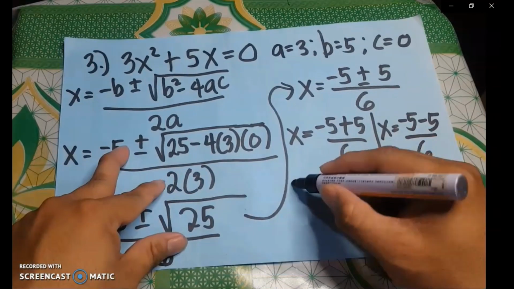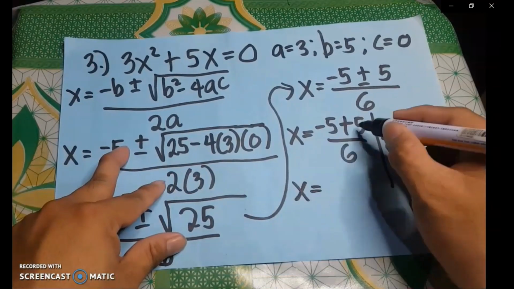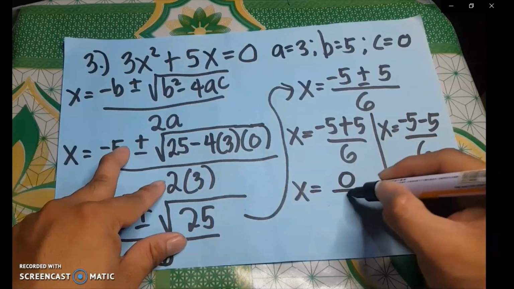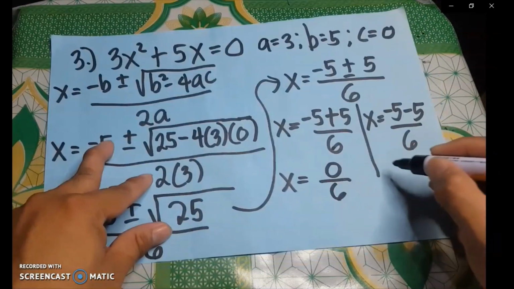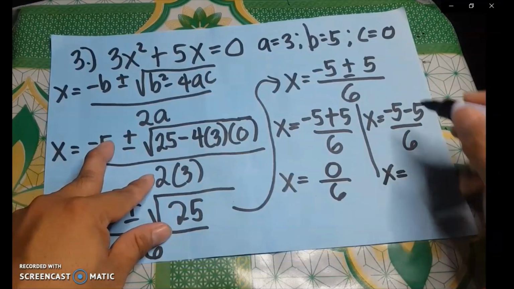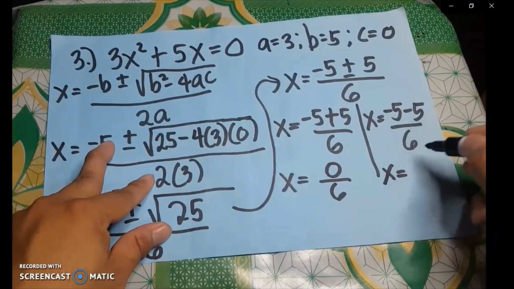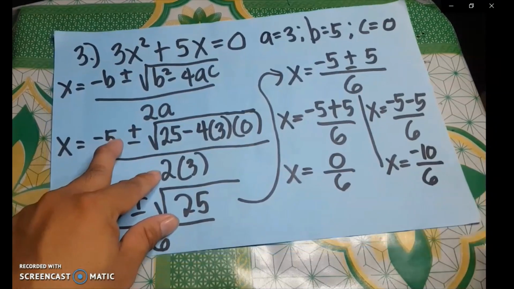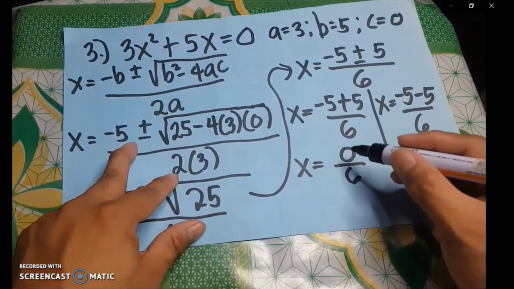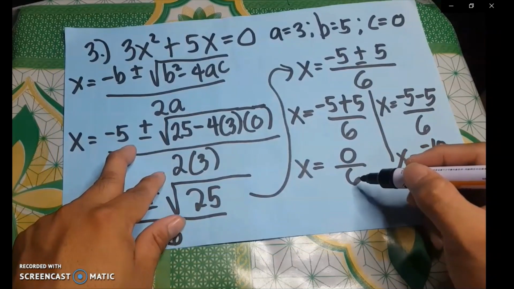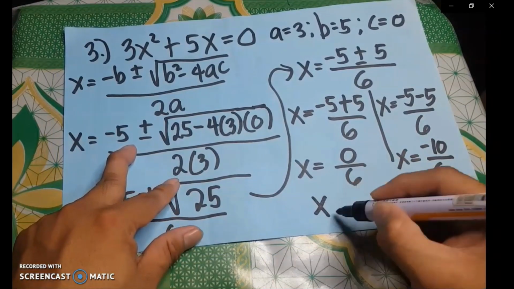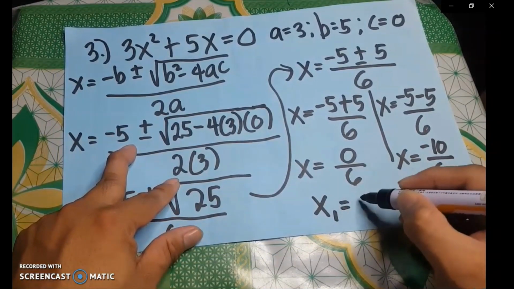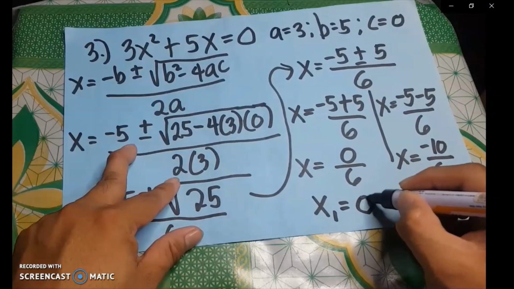Then simplify natin. We do have here negative 5 plus 5, that would be 0 over 6. While on the other side, we do have x, negative 5 minus 5, that would be negative 10 all over 6. Then 0 divided by any number is equal to 0. That would be x sub 1. So your first solution is 0.